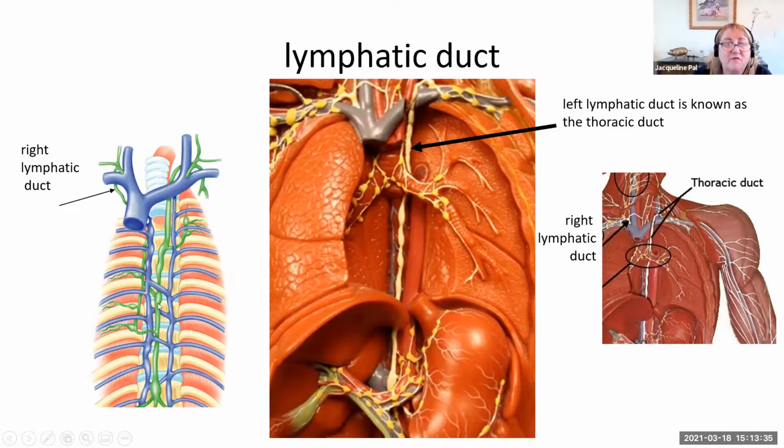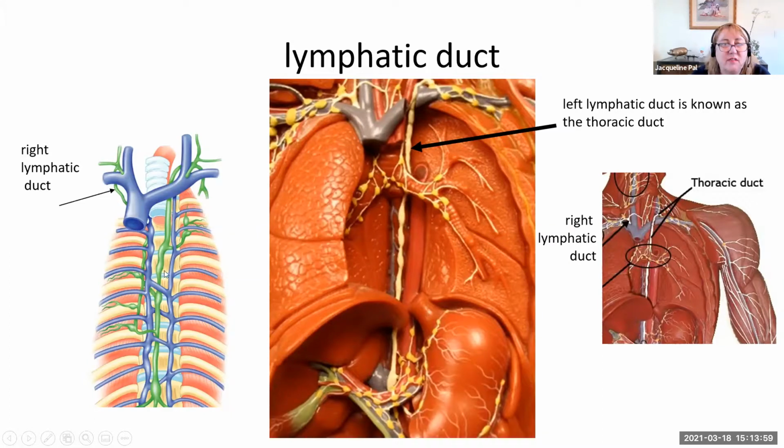The right lymphatic duct we can see in the upper part of the right side of the chest. That's this green structure right here. If you follow it, it's dumping its lymph right here at the junction of the internal jugular vein with the subclavian vein, right at the origin of the right brachiocephalic vein.